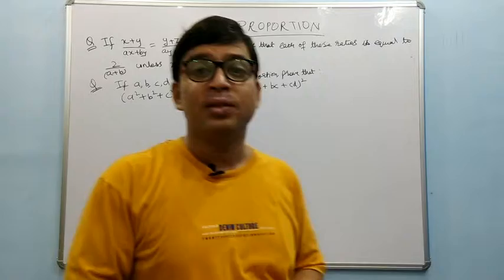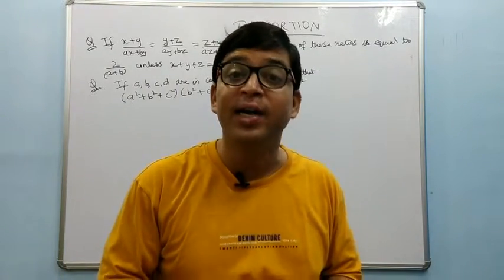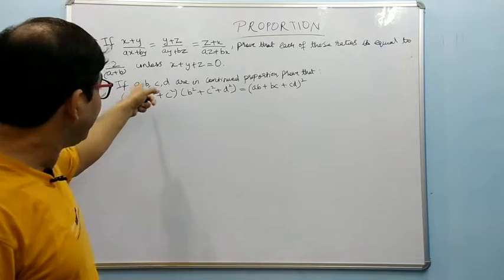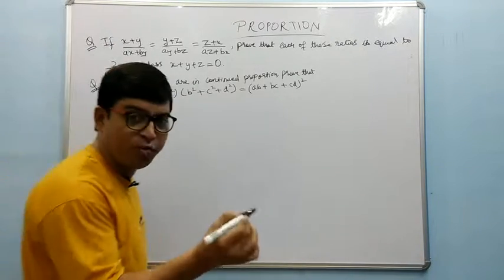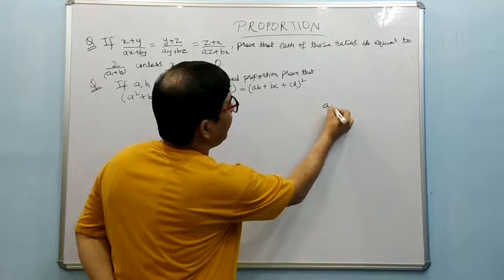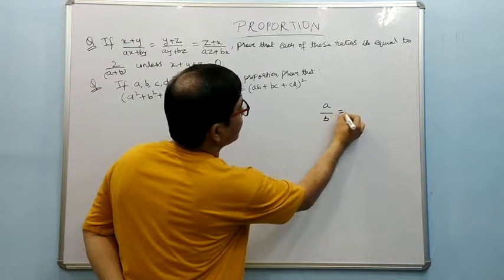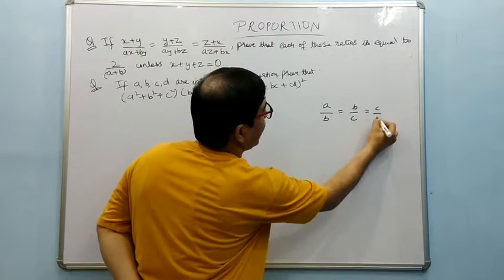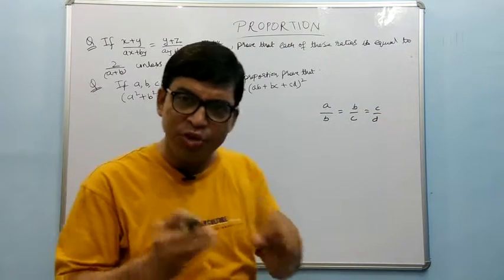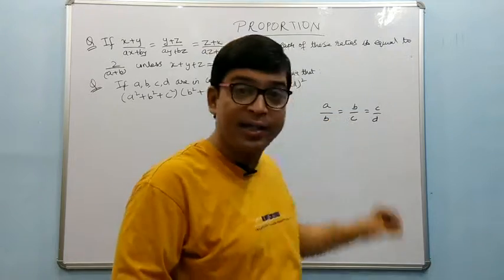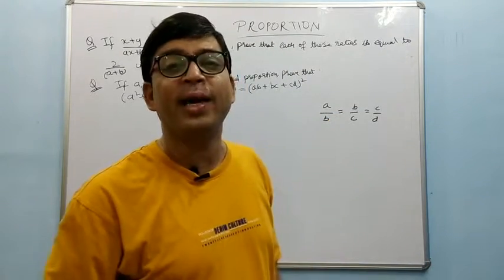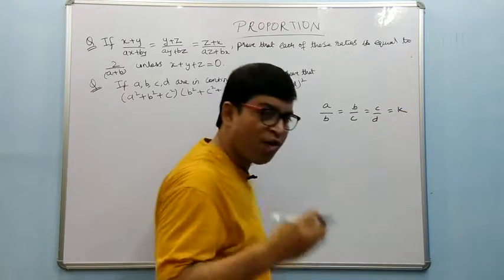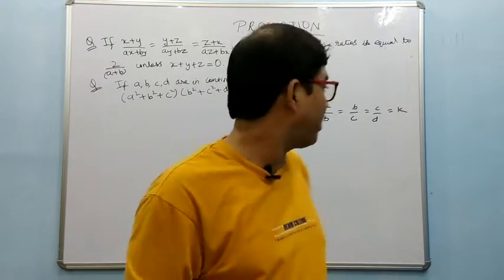Now we will see the problems of continued proportion. What is the meaning of continued proportion? It's given that a, b, c, d are in continued proportion. Means a/b = b/c = c/d. So continued proportion means you just write in that fashion and follow the K method I discussed. You just take this thing as K and try to convert everything in terms of K.